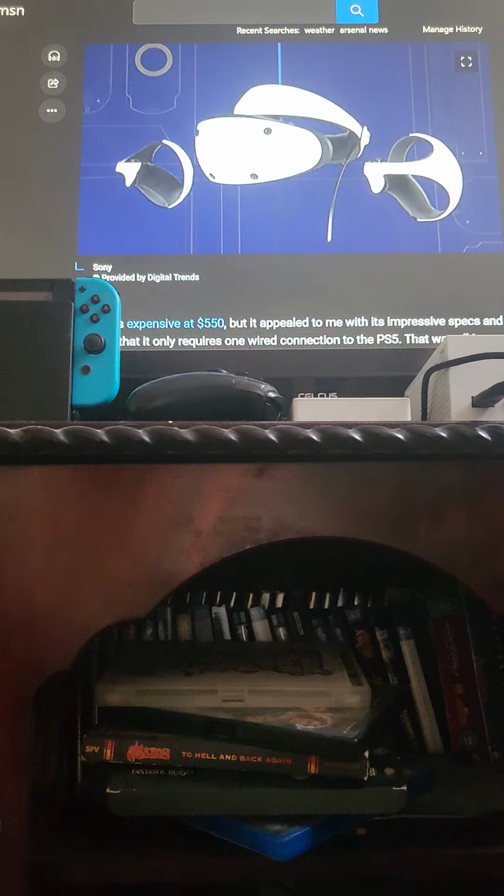You've got to buy the console first for £500 before you can even use the VR. Then you've got to buy the VR for $550, and then there's the games at $70 a pop. Anyway, they're my five reasons why you shouldn't buy a PSVR2.